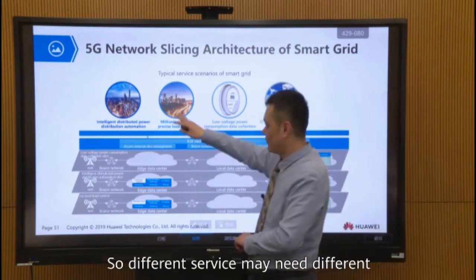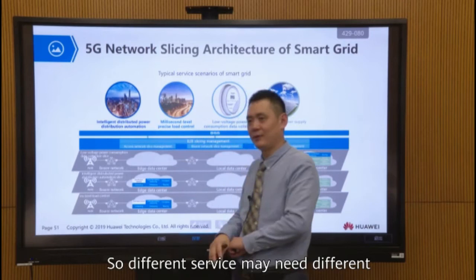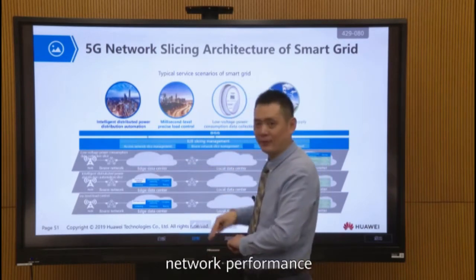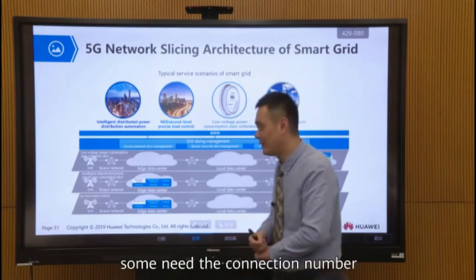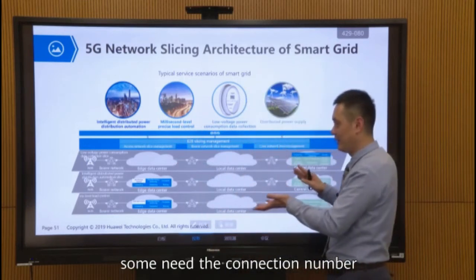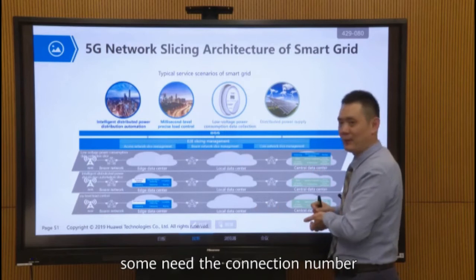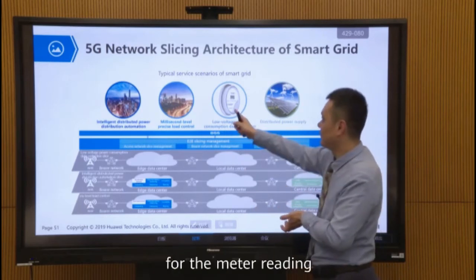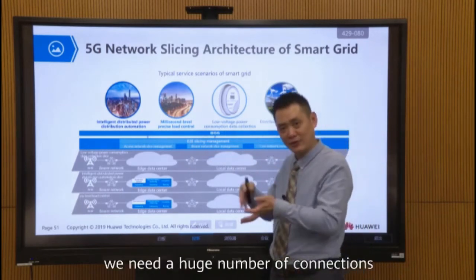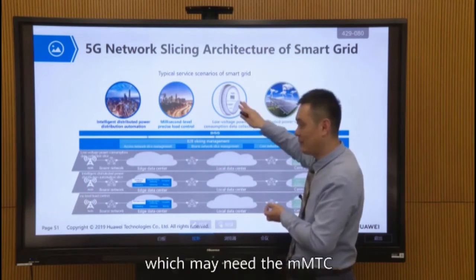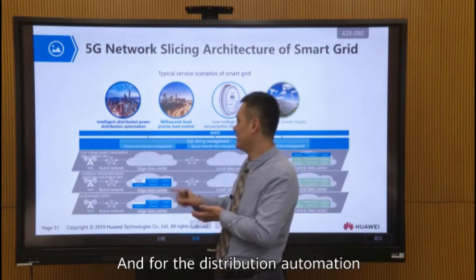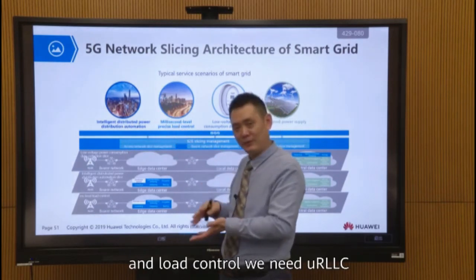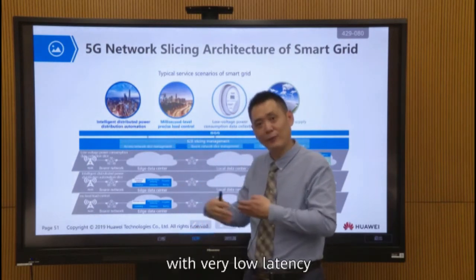So different services may need different network performance. Some need low latency. Some need a large number of connections. For example, for meter reading, they need a huge number of connections, which may need mMTC. And for distribution automation and load control, they need URLLC with very low latency.